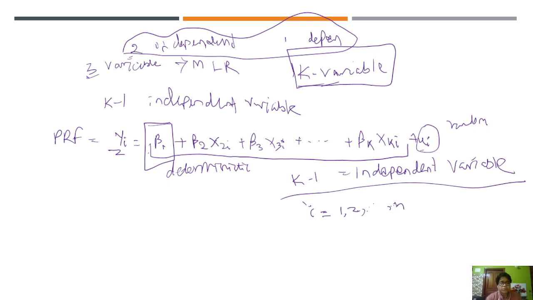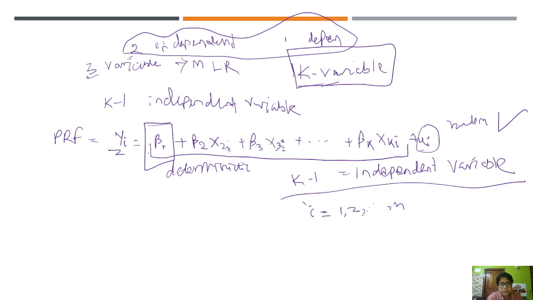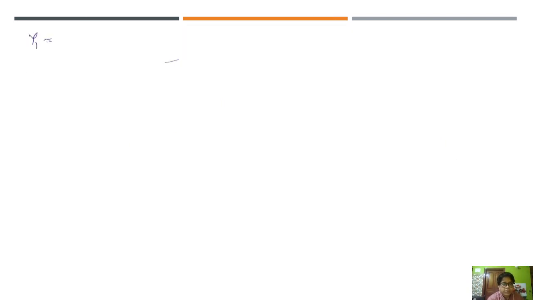If you extend this equation, you can write it this way. For y1, in this place you are just putting 1. So the first one will be y1 equal to beta 1 plus beta 2 x2 1, plus beta 3 x3 1, and so it continues till beta k xk 1, because this is for y1, plus u1. So this is one.